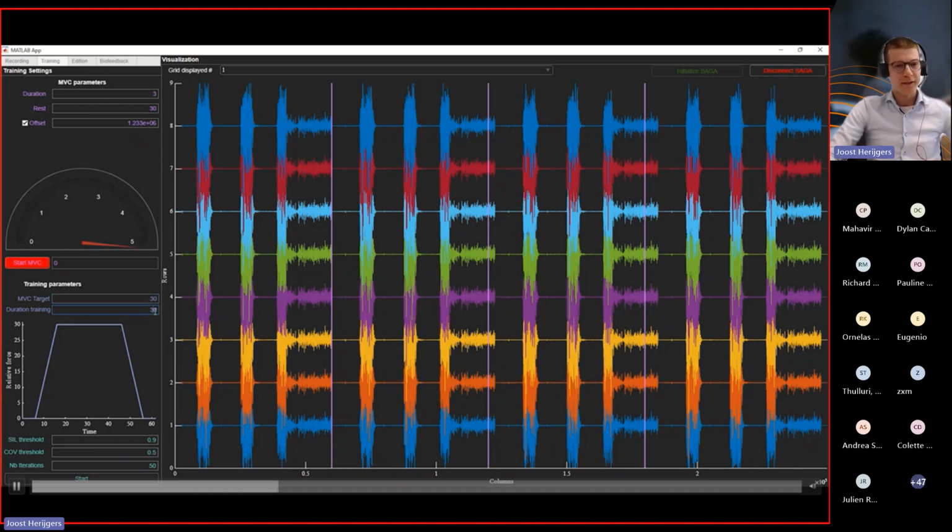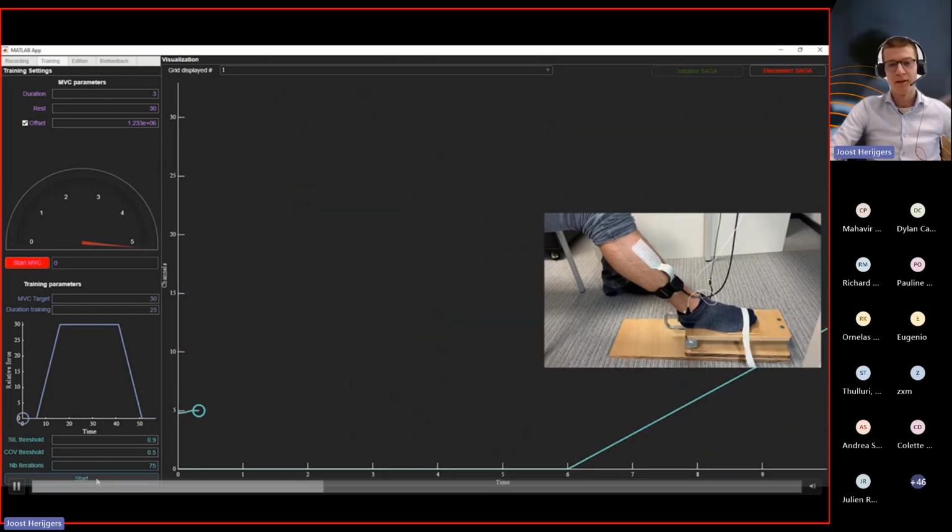Then the final thing that we need to set is the decomposition parameters. So there's the silhouette threshold and the covariance threshold. We leave the silhouette and covariance threshold as is, and we change the number of iterations to 75, just for the purpose of giving the algorithm more results.